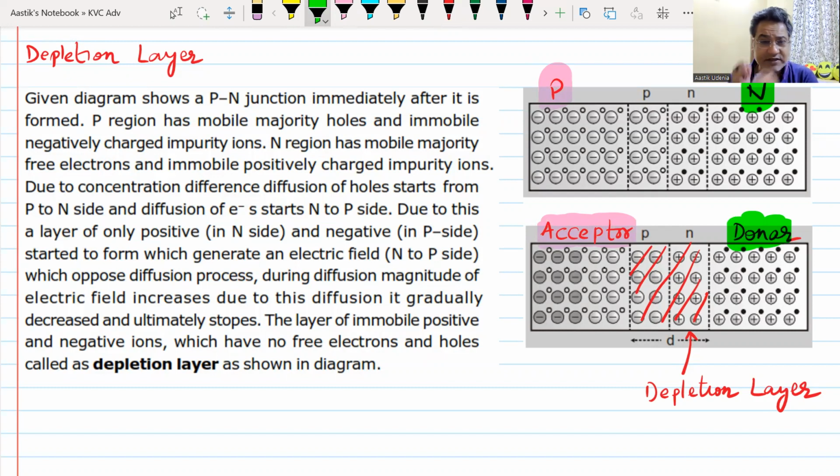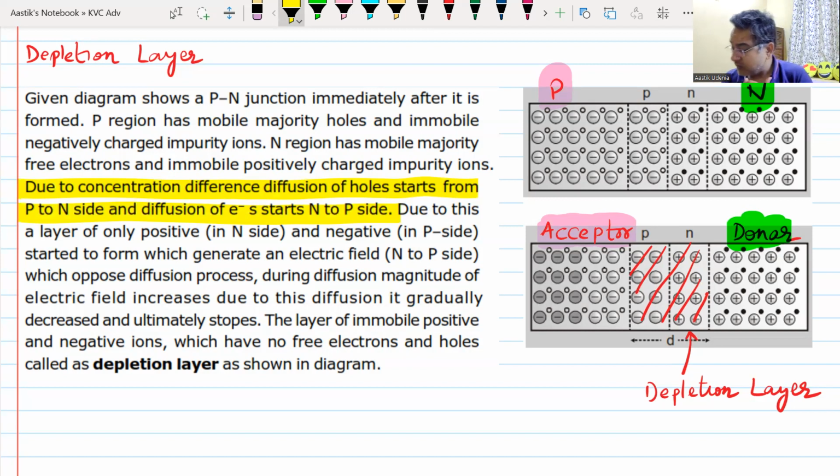Now as soon as a p-n junction is formed, what happens? There is a difference in the concentration level between the p-type and n-type. In the p-type we have more holes and in the n-type we have more electrons. So what will happen? There are more holes here, so holes will try to move to the n region and electrons will try to move to the p region. Yes or no?